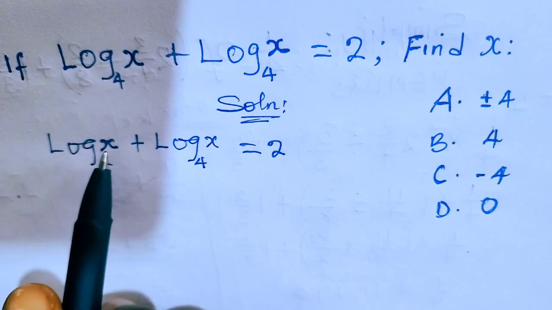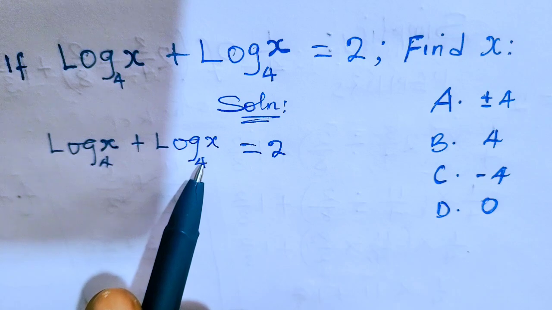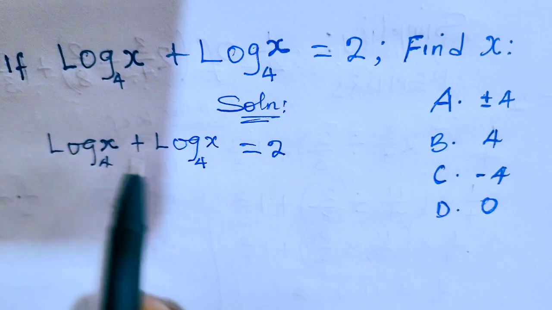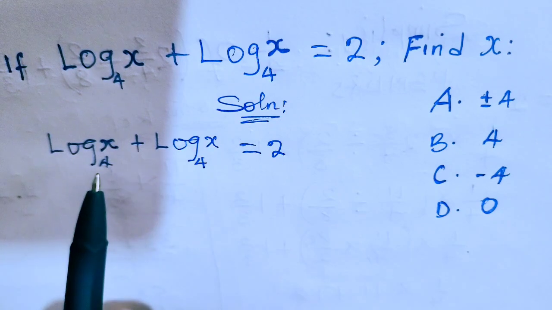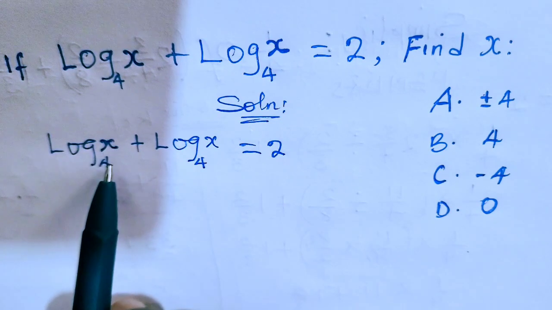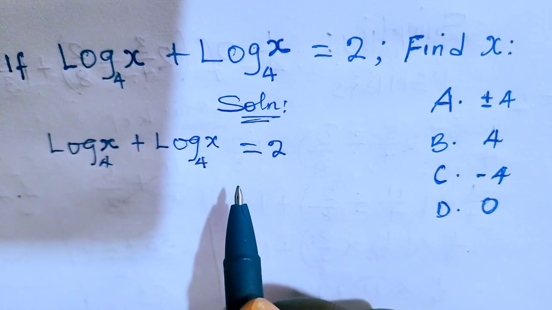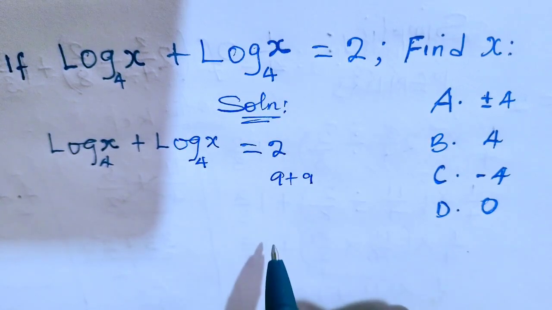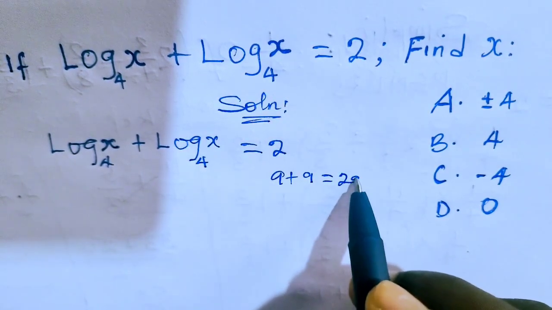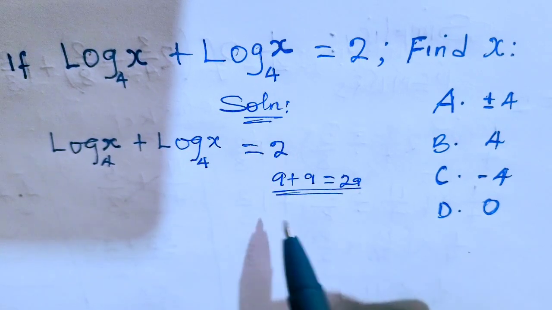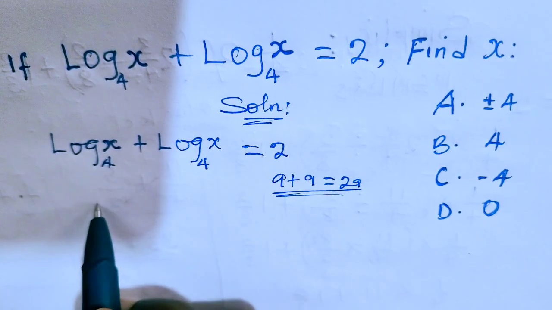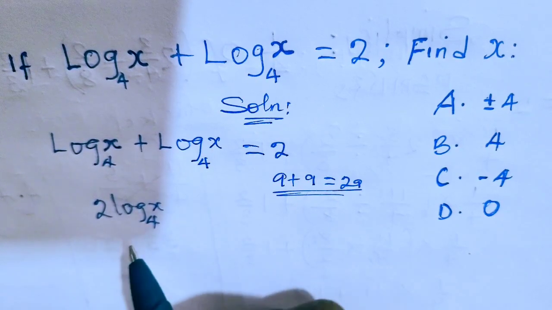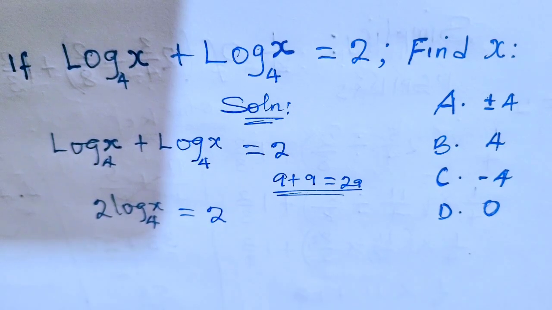Now, since they have the same base and the same argument here, we are going to combine like terms. That is, we are going to have here log x base 4 plus log x base 4. This is just the same thing as saying a plus a, which will give us 2a. Now here, this will give us 2 log x base 4 equals 2.